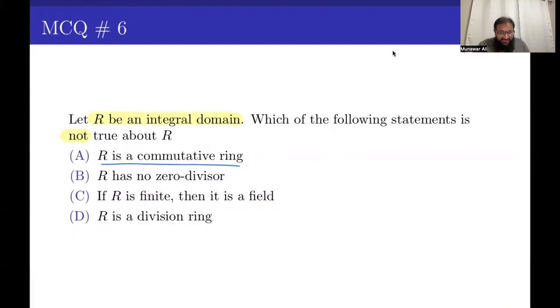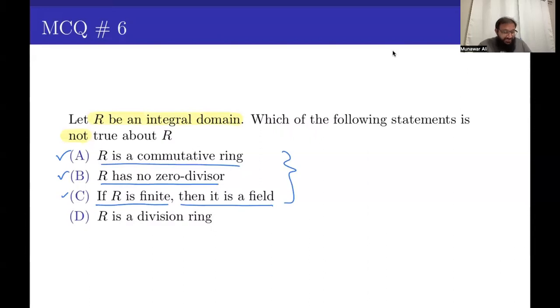And if it is an integral domain, it has no zero divisors. And if that integral domain is finite, then it's a field. All these statements are correct. So if you take a ring, and within the ring there is no zero divisor, we call that ring an integral domain.